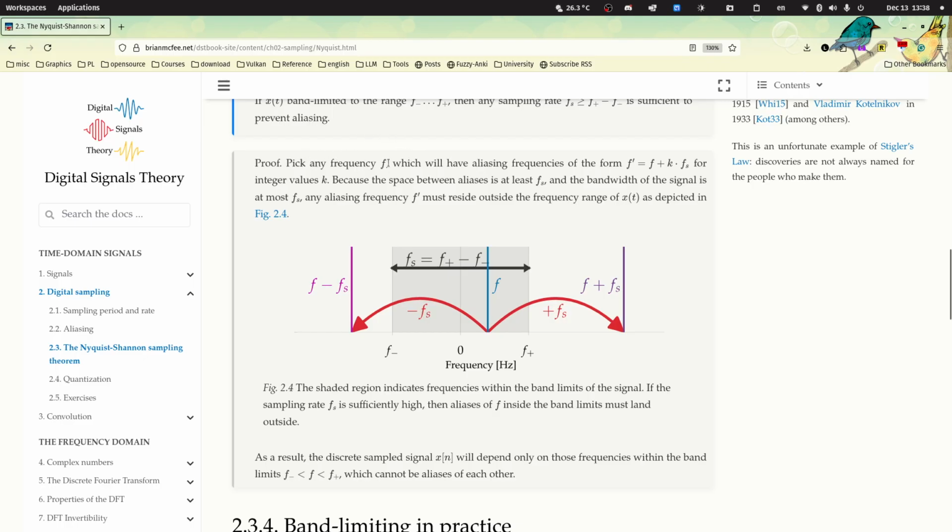So pick any frequency f which has an aliasing frequency of the form f prime equal to f plus k times fs, for integer value k. Because the spacing between aliases is at least fs and the bandwidth of the signal is at most fs, any aliasing frequency f prime must reside outside the frequency range of x of t, as depicted in the picture.